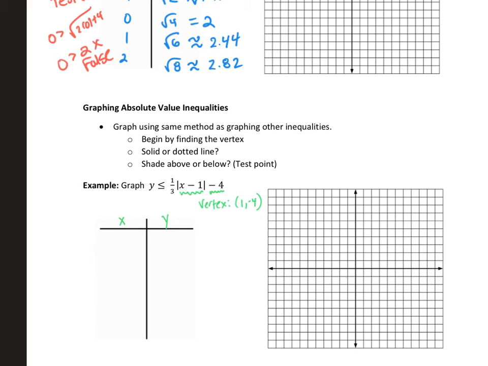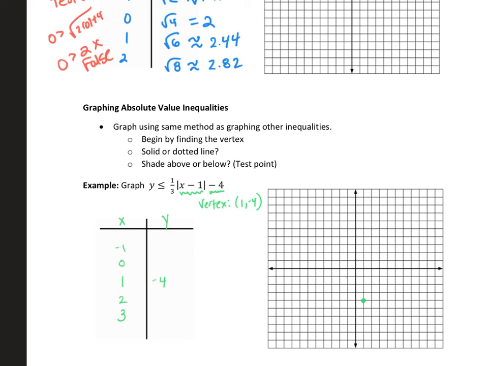Let's go ahead and plot that point. Going to the right one, down 1, 2, 3, 4. And since this is a V-shaped graph and that's my vertex, I want to pick a few points on either side of that x value of 1 for my vertex. So I'm going to pick points to the left of 1, which would be 0 and -1, and to the right of 1 would be 2 and 3.